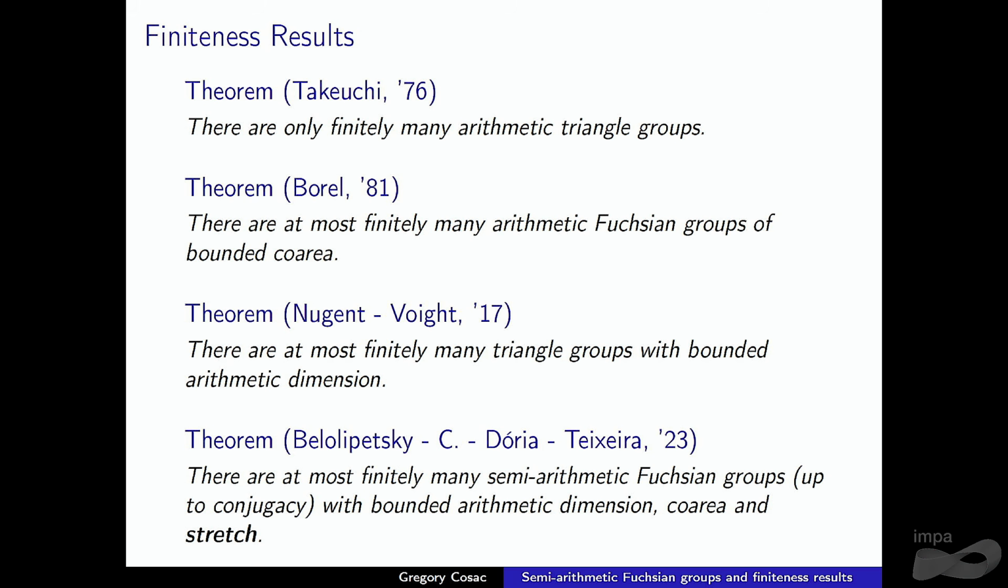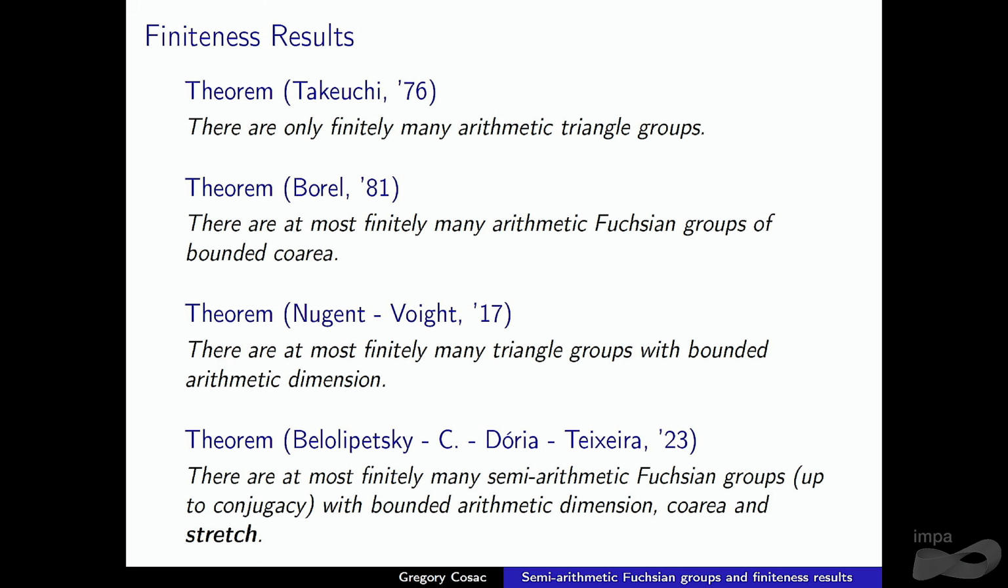So he proved in '76 that among the triangle groups, only finitely many of them are arithmetic, right? Then Borel proves something that generalizes that: if you bound the co-area... Takeuchi is looking at specific signatures, namely those of triangle groups. Borel is looking at all the signatures, and he says that as long as you bound the co-area, there can be at most finitely many arithmetic groups.